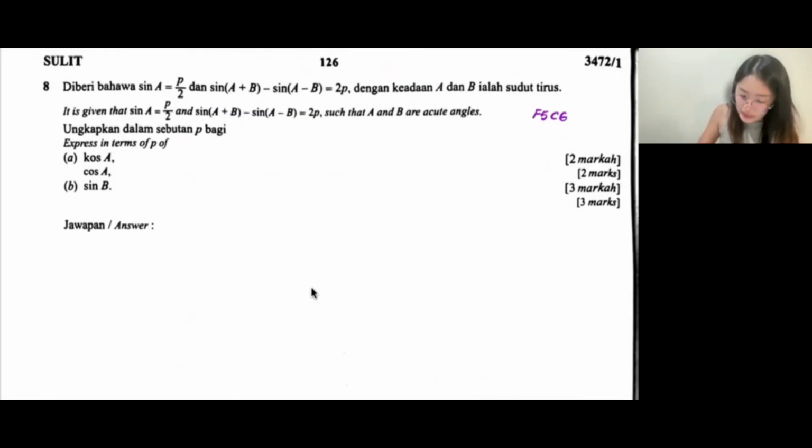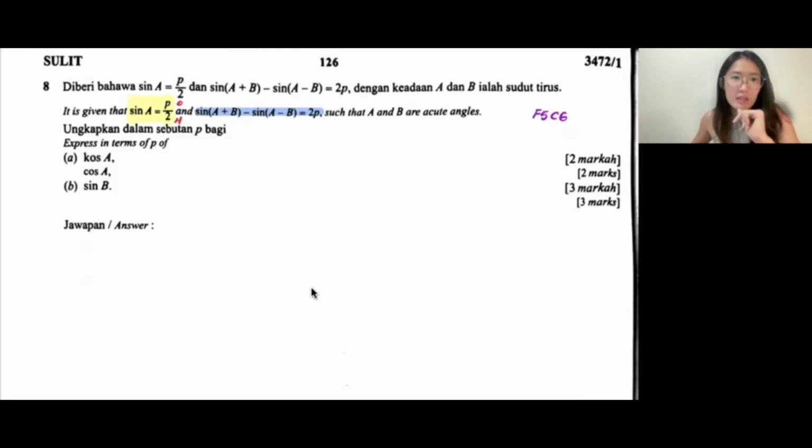Now, it is given that sine A is P over 2. Whenever they give you information like that, with a fraction, you must think of one thing. What is sine? Sine is opposite divided by hypotenuse. Okay, write this down first. No need to hide, just write it down. Then another piece of information is on the addition formula: sine (A plus B) minus sine (A minus B) equals 2P.